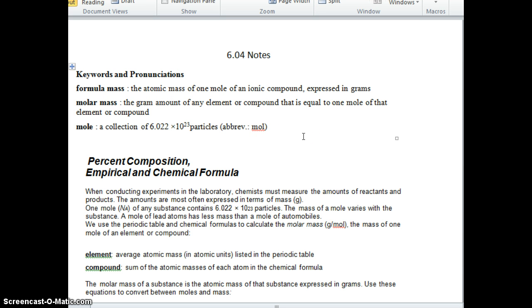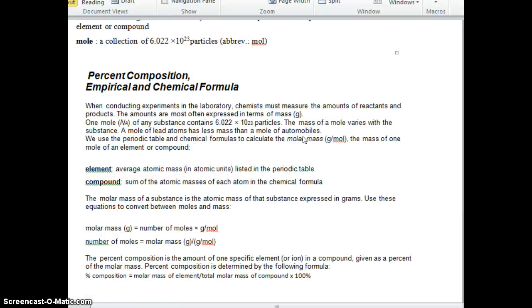Formula mass is the atomic mass of 1 mole of an ionic compound expressed in grams. Molar mass is the gram amount of any element or compound that is equal to 1 mole of that element or compound. Mole, again, is 6.022 times 10 to the 23rd of anything. And then from the other sheet, I just copy-pasted it all into my notes: percent composition, empirical, and chemical formula.